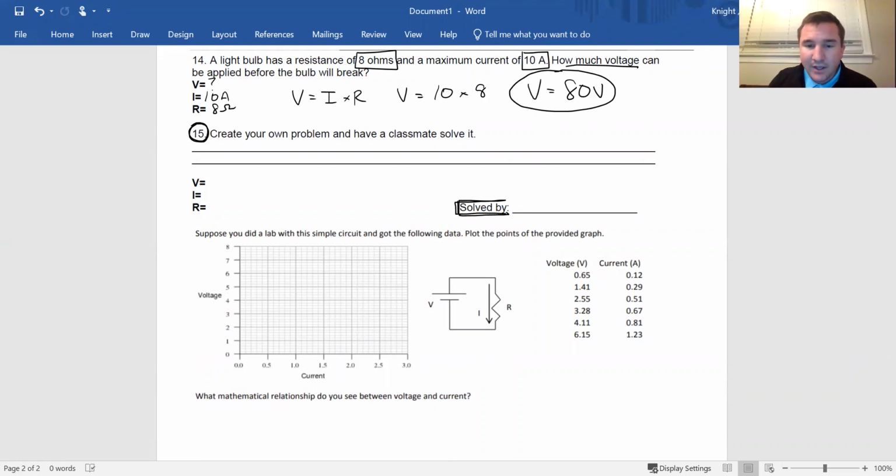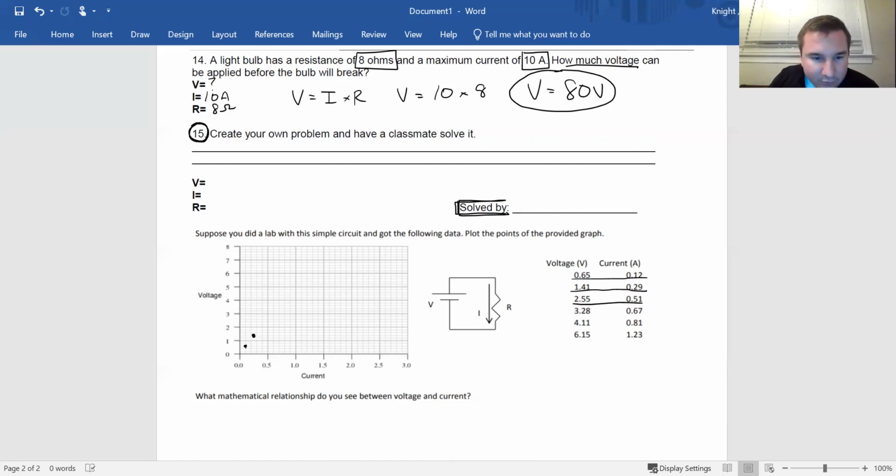And the last one here is a little bit of graphing. Geez Louise. So we want to graph voltage and current. You can see voltage is here, current is here. We're just going to graph each of these points on our graph and see what mathematical relationship we see between voltage and current. So voltage of 0.65, current of 0.12. This is going to be a little bit difficult. I'm going to guess that's like right here. I'm not going to be spot on. I'm just going to try and get close. 1.41 and 0.29. It's like around here. And like around here.